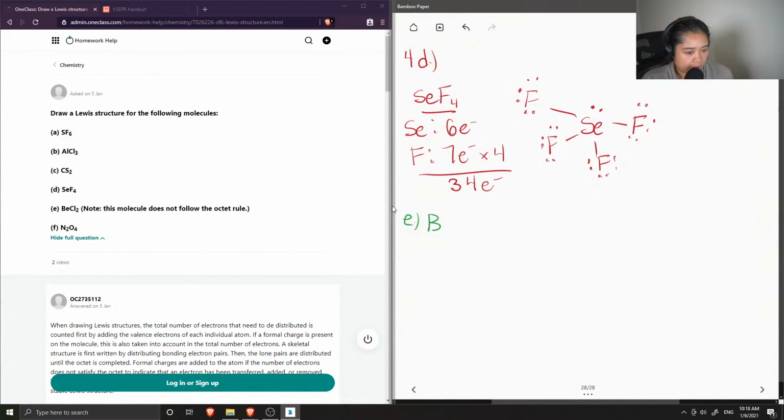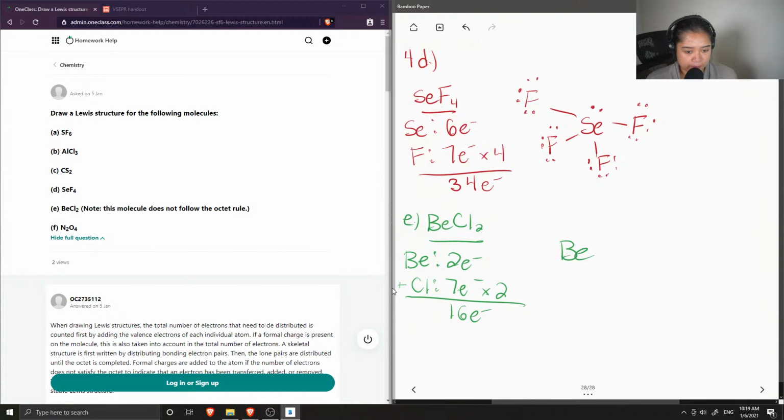We have beryllium bonded with 2 chlorine atoms. And note this molecule does not follow the octet rule, so this is helpful for us. So beryllium has 2 valence electrons. Each chlorine atom has 7 times 2, so we need 16.